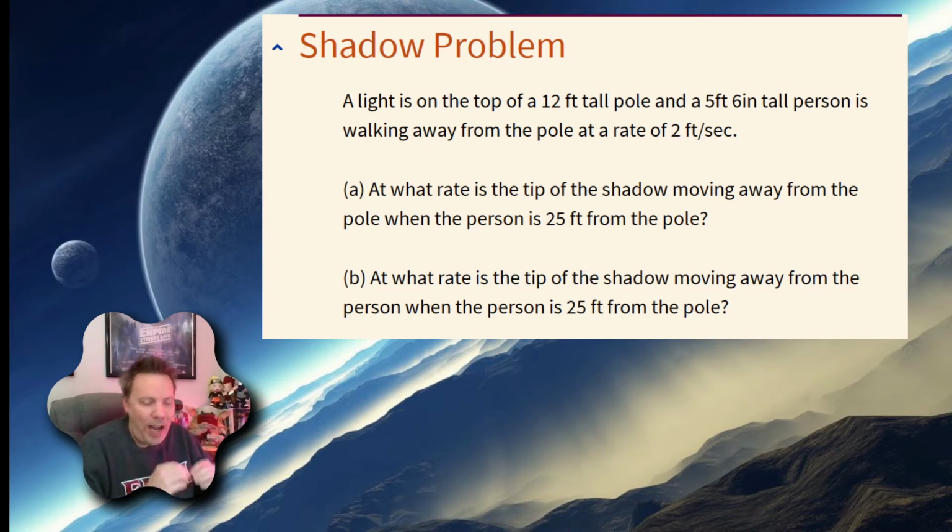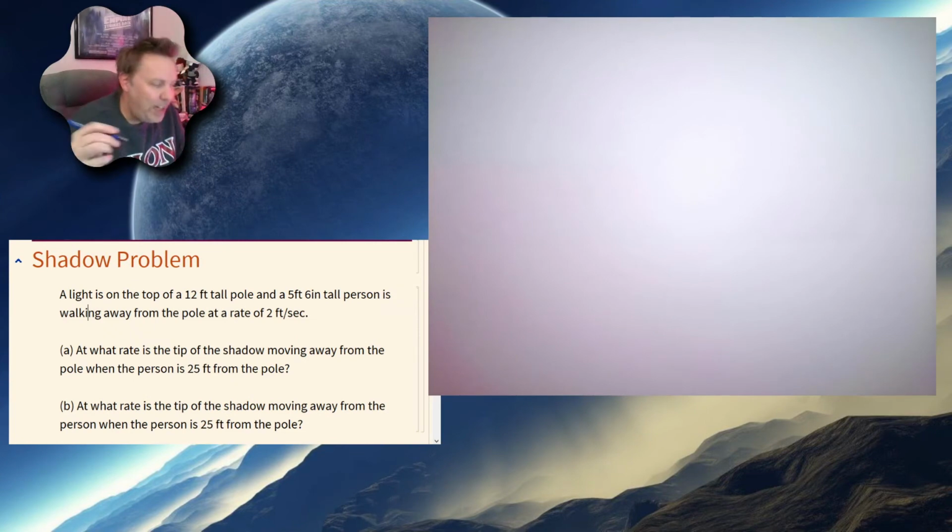I want to know how fast the length of the shadow is moving, and also how fast the tip of the shadow is moving. In other words, the shadow that's created by the top of the person's head. And one of the things we're going to assume is that this light pole is 12 feet tall. So, let's see if I can draw a picture here.